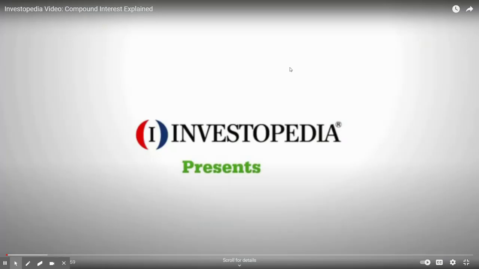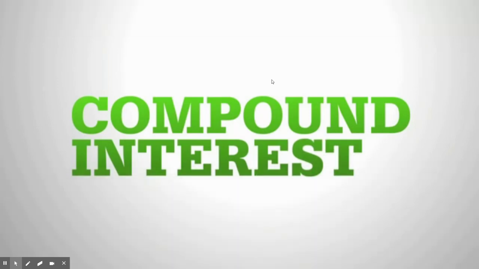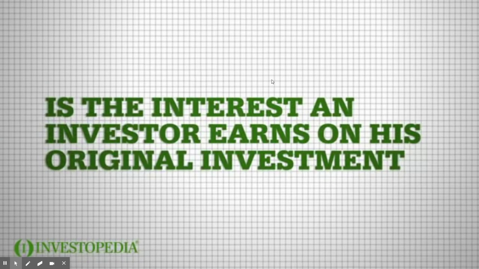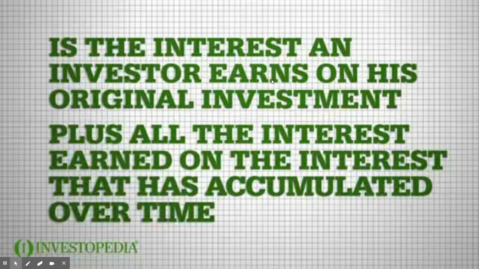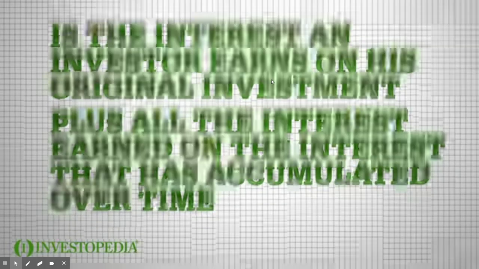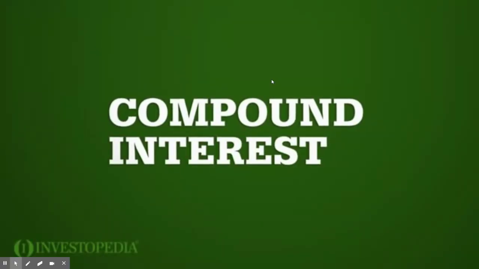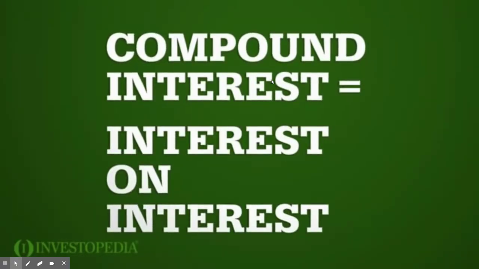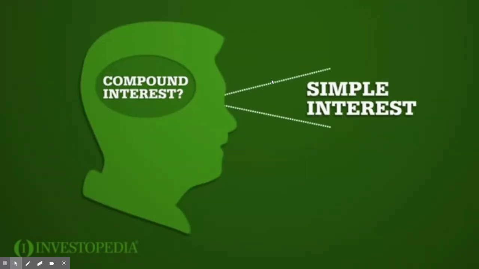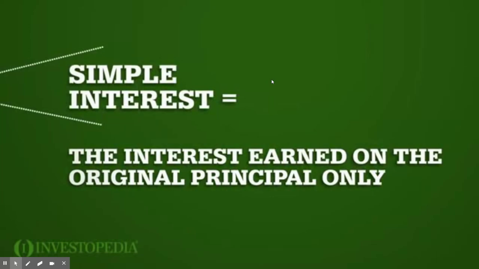All right, so here is compound interest. Compound interest is the interest an investor earns on his original investment, plus all the interest earned on the interest that has accumulated over time. It is easier to think of compound interest as interest on interest. To understand compound interest, let's first look at simple interest, the interest earned on the original principal only.